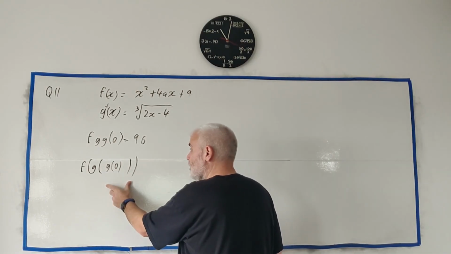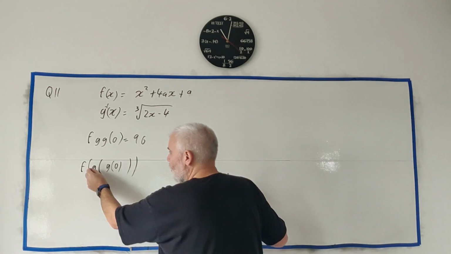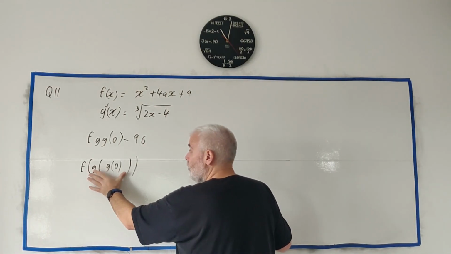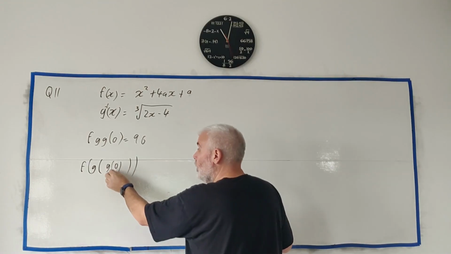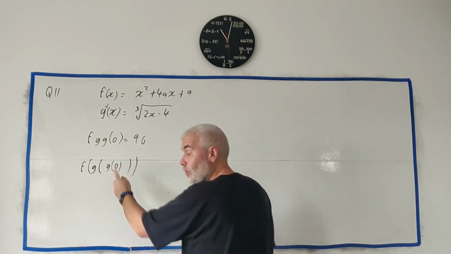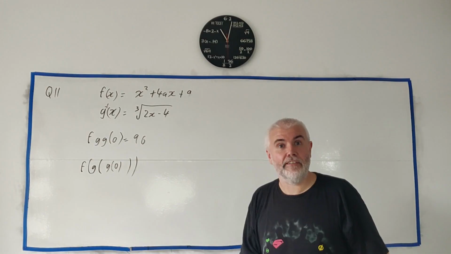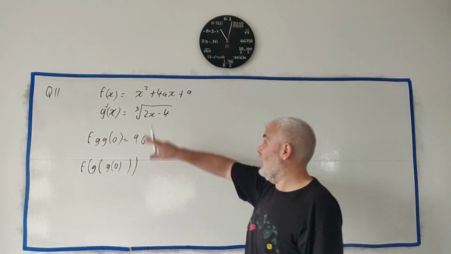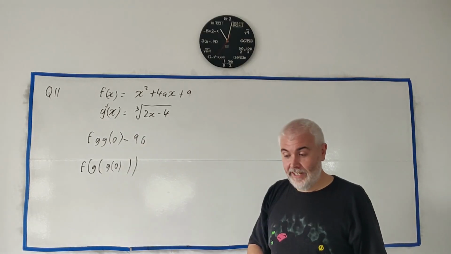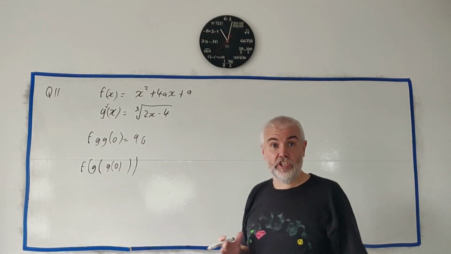To do all this, what goes into f's function? I don't know. What goes into g's function? I don't know. What goes into g's function? 0. I do know that. That's where I should start. But to do any of that, I need to know what g is, and I don't. So before I start this question, we need to find g.